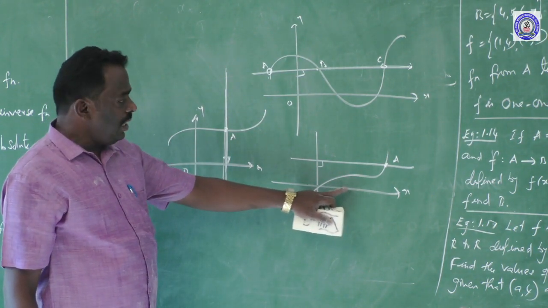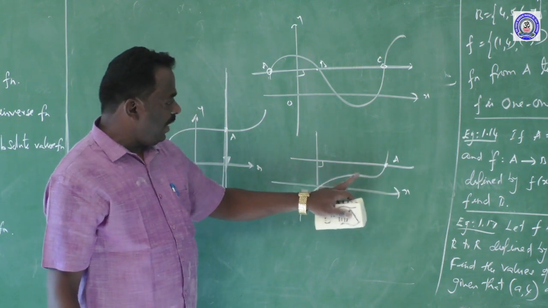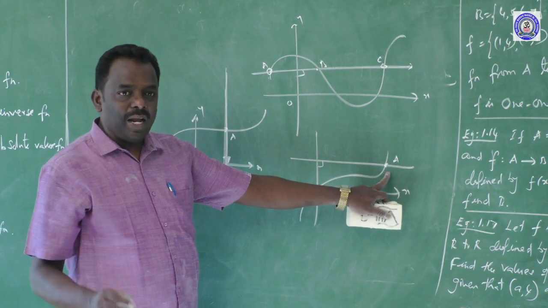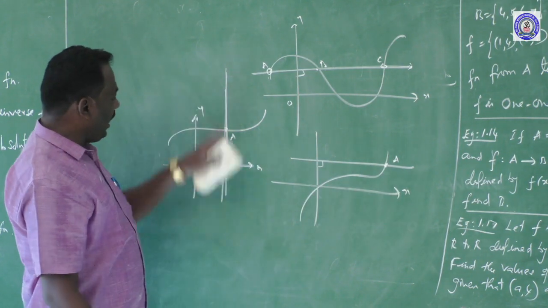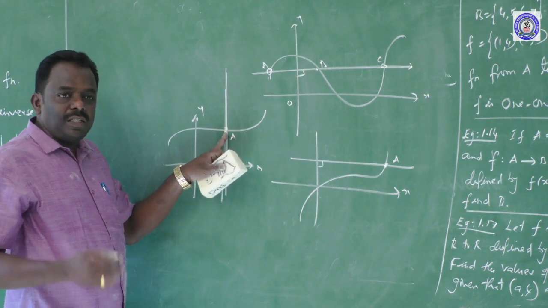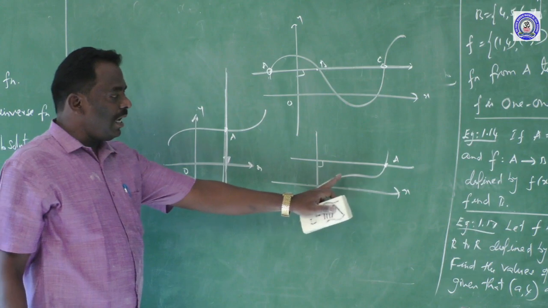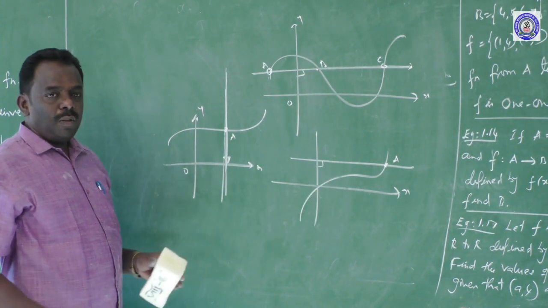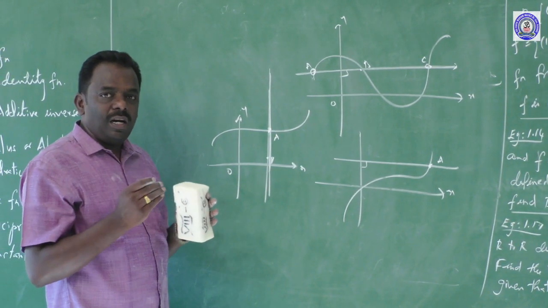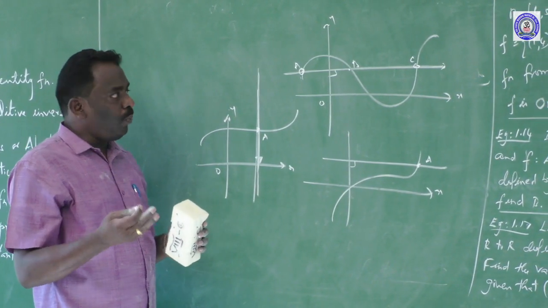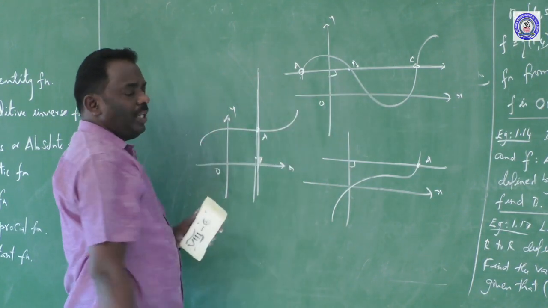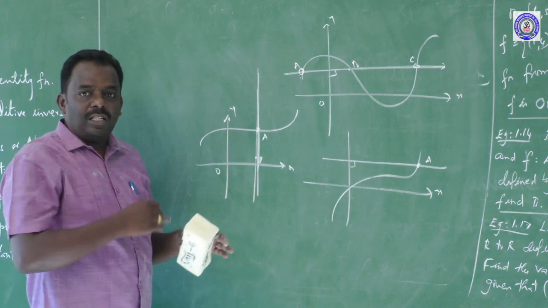In the vertical test, you draw a vertical line, and if the line and the curve intersect at one point, it represents a function. So in the horizontal line test and the vertical line test, the maximum intersection is one. If there are more than one, say two points, like A, B, C intersecting at two points, then this graph does not pass the test.